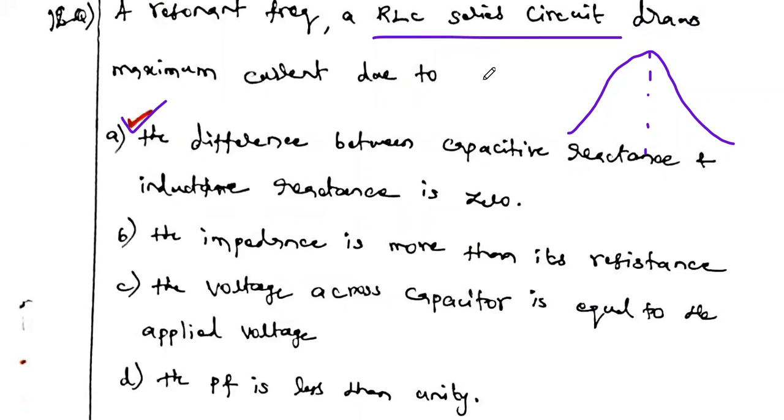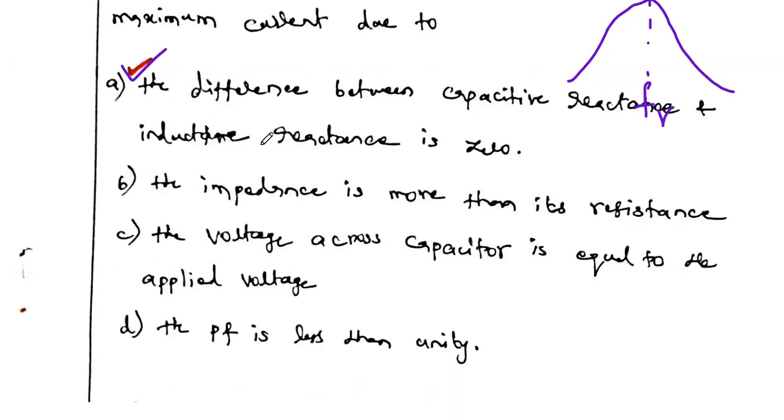At resonance condition, the capacitive reactance and inductive reactance get cancelled. The capacitive reactance and inductive reactance have the same magnitude, but the polarity is different. That's why the reactances get cancelled. So this RLC series circuit behaves as purely resistive in nature. Because of that, the current flowing through the series RLC circuit reaches the maximum value at resonant frequency. So the difference between capacitive reactance and inductive reactance is 0. This is the correct option.